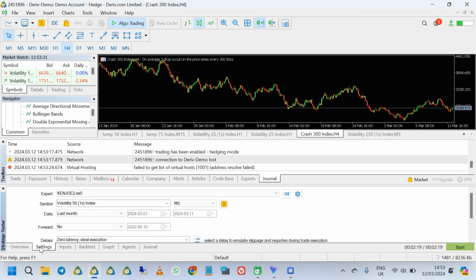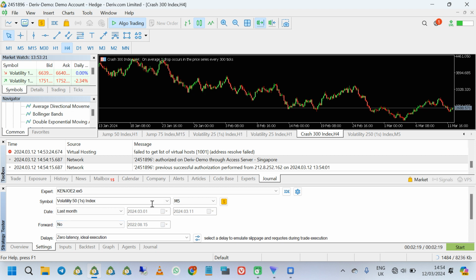Okay, welcome. So today I actually have this EA that can trade volatility 25 1s, 51s, 25 1s, and you will actually see the performance of the EA. So this is the EA, Kenjo 2, and you can see the symbol volatility 51s, the time, the 5 minutes.